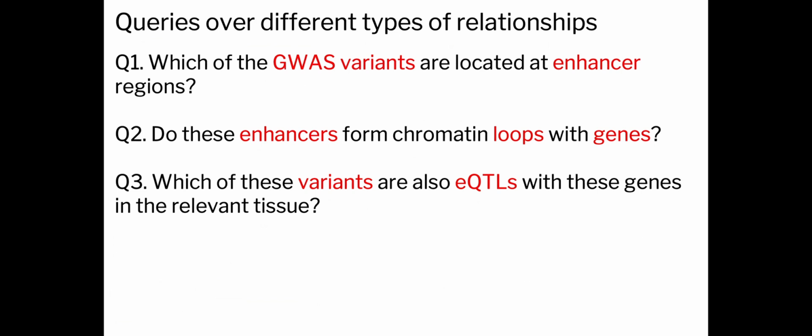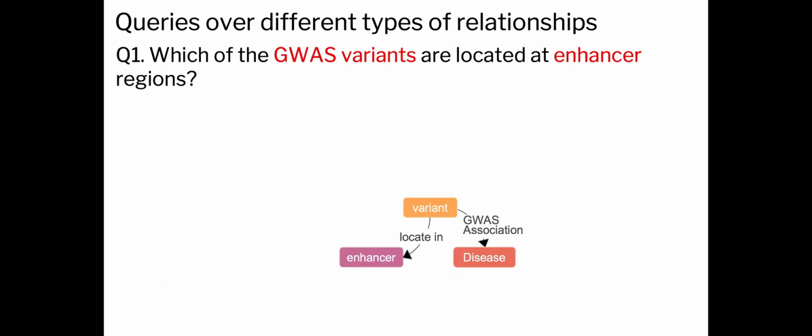You can narrow down to a subset of the enhancers, and then ask which of these variants are also eQTLs with the genes in the relevant tissue. So there are really a lot of follow-up questions about the relations of these entities. Once we have the knowledge graph ready, we can easily query it and answer the questions.